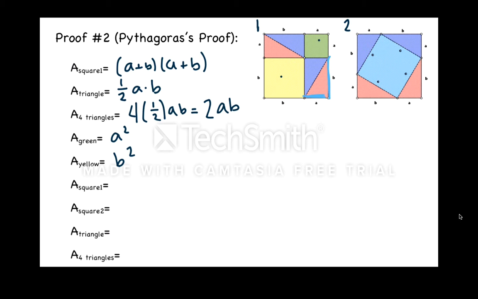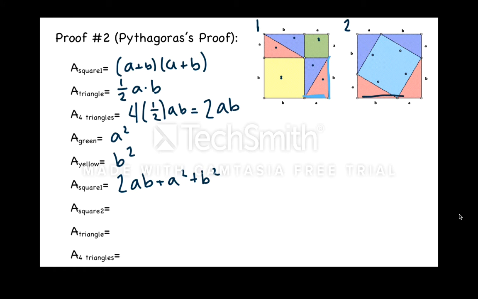So now I'm going to put those parts together to find the area of square 1 and write it in a different way than we previously did at the beginning of this proof. So first I want the area of all 4 triangles, which we found to be 2ab, plus the area of the green square, which is a squared, so we're just going to add it up, and the area of that yellow square, which is b squared. Now let's move on to square 2.